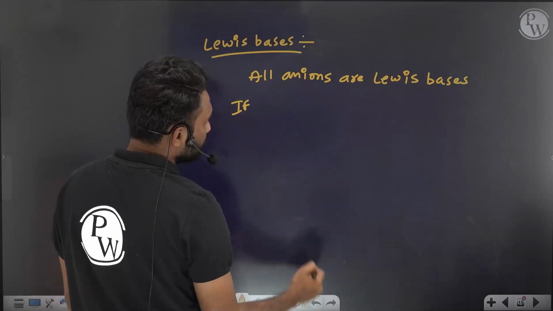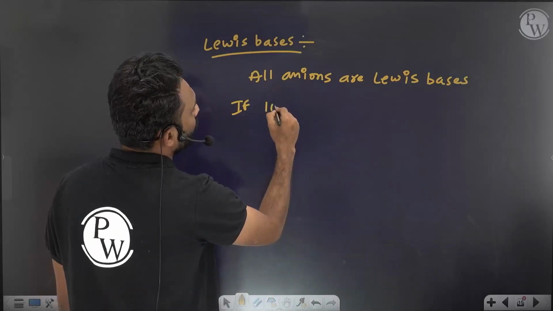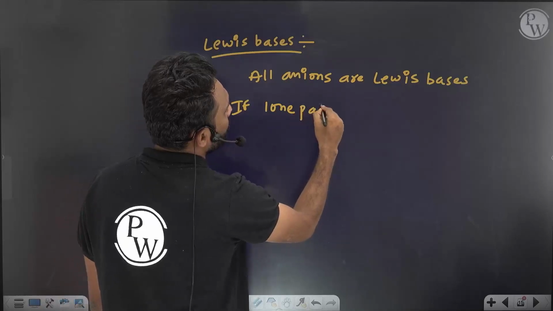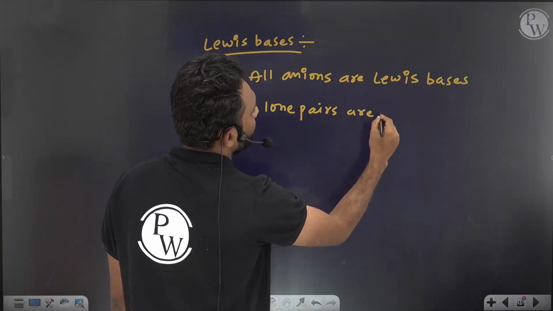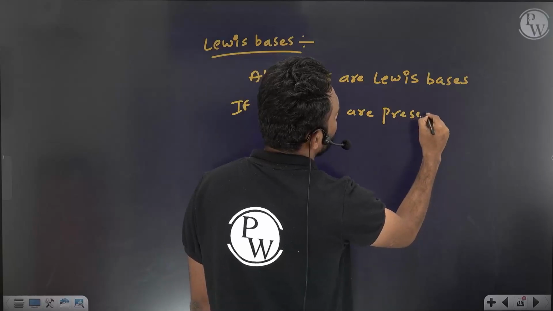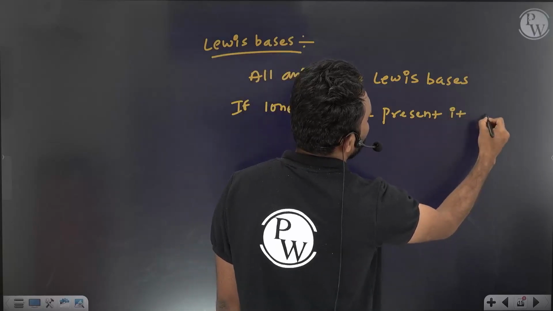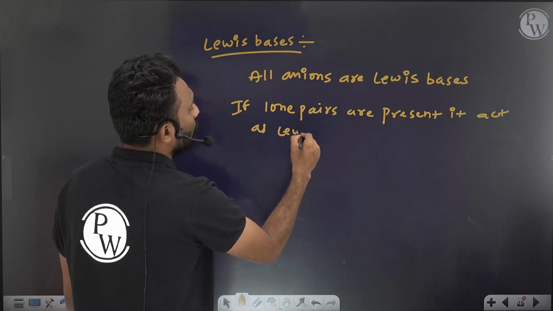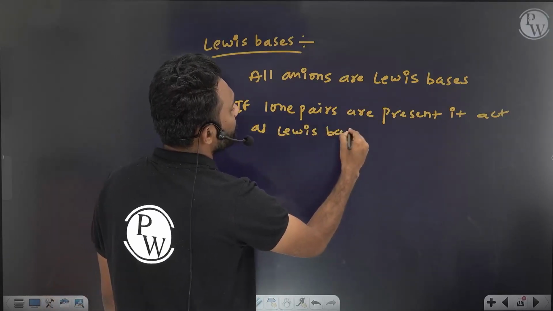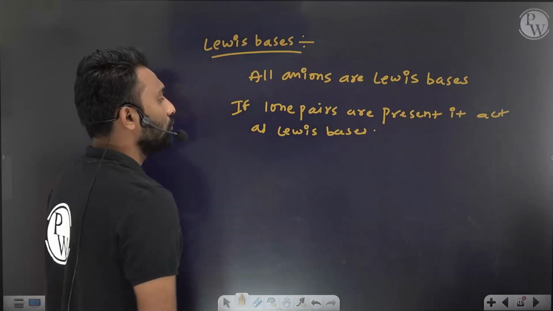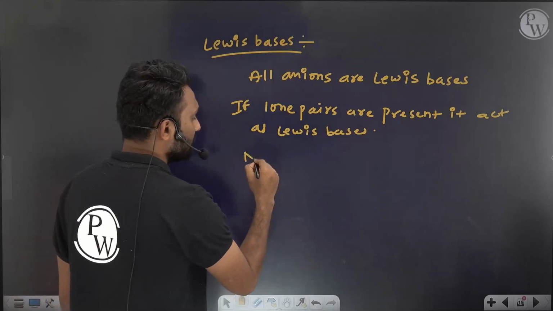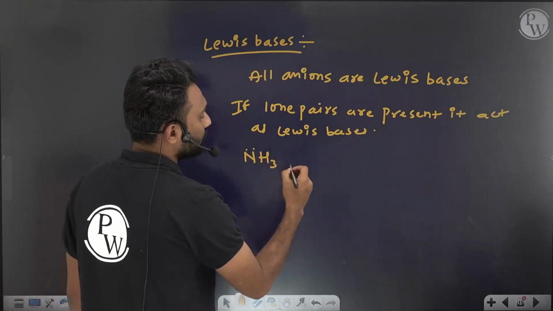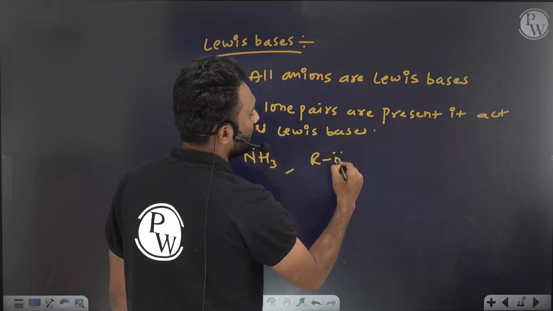If lone pairs are present, it acts as Lewis bases. It acts as Lewis bases. If the lone pair is present, it acts as a Lewis base. Example, NH3. Next, primary alcohol.